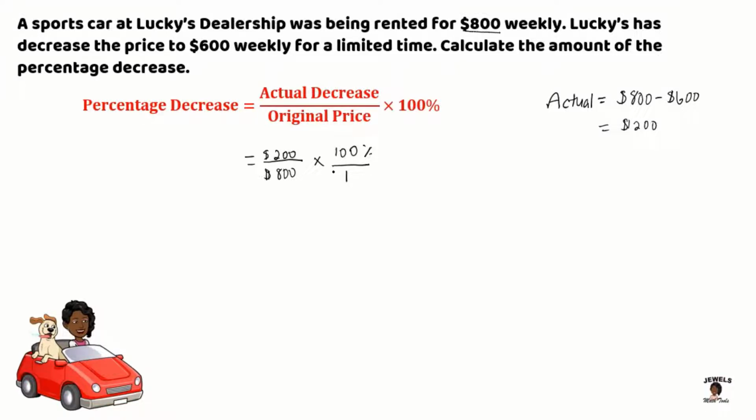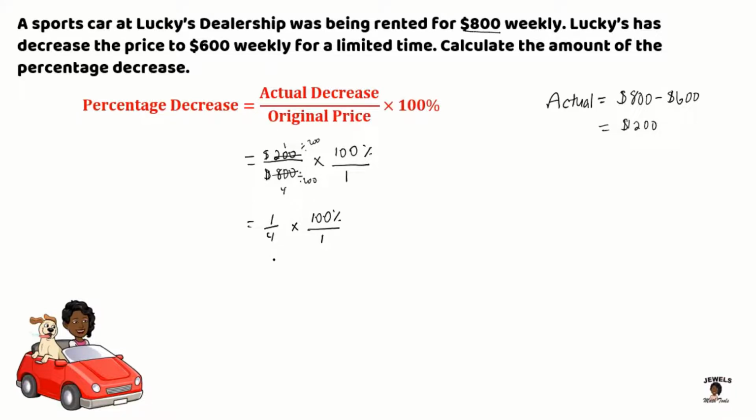So before I begin multiplying, I'm going to simplify my fractions a little bit first. So I'm going to be dividing my 200 by 200 and my 800 by 200. So 200 divided by 200 will equal 1. 800 divided by 200 will equal 4. So we now have 1/4 being multiplied by our 100%, and that's over 1. And again, we can just multiply our numbers out, or we can still further simplify here. But I'm just going to multiply everything out.